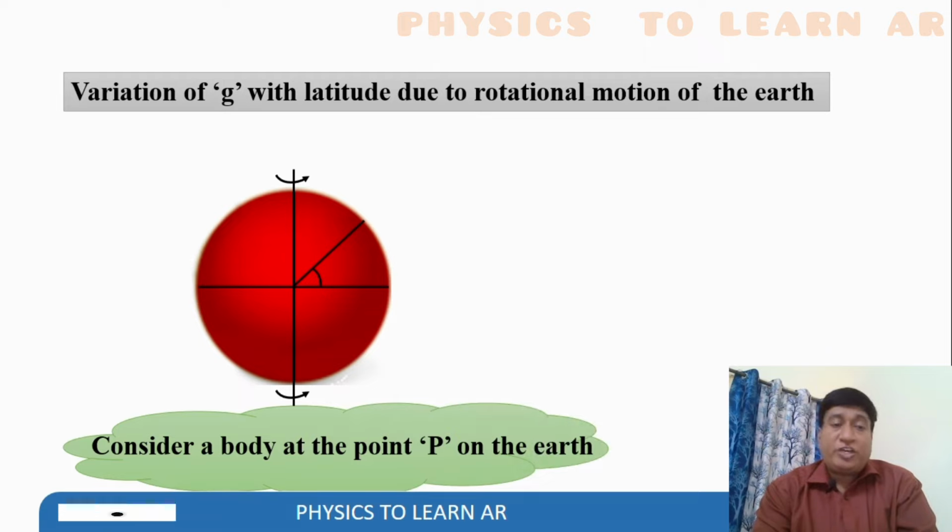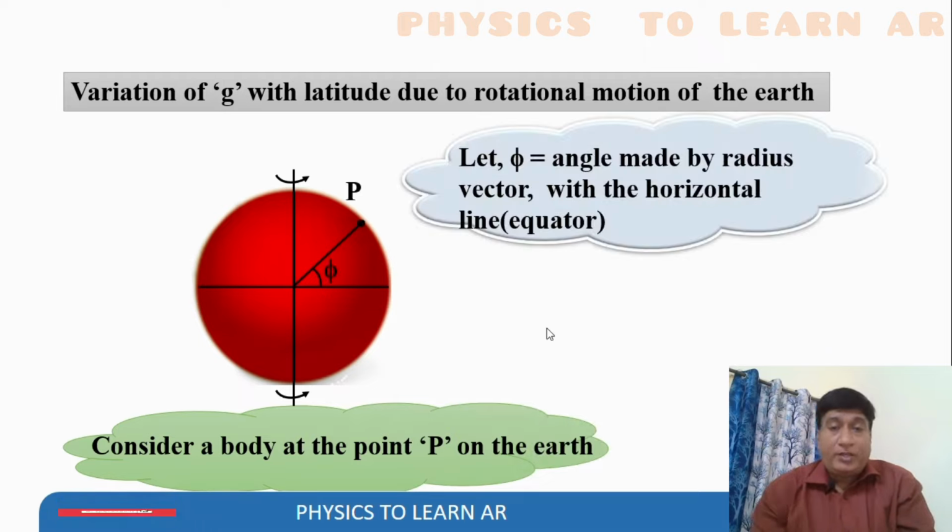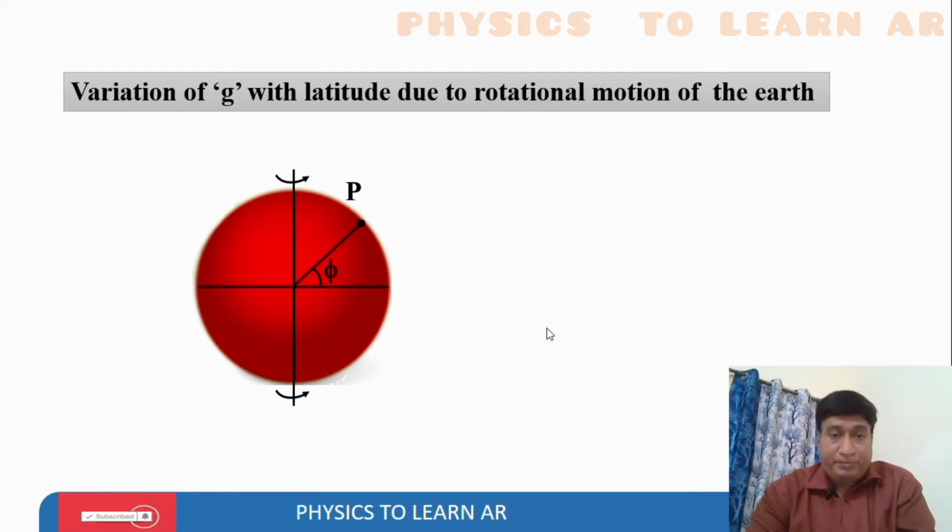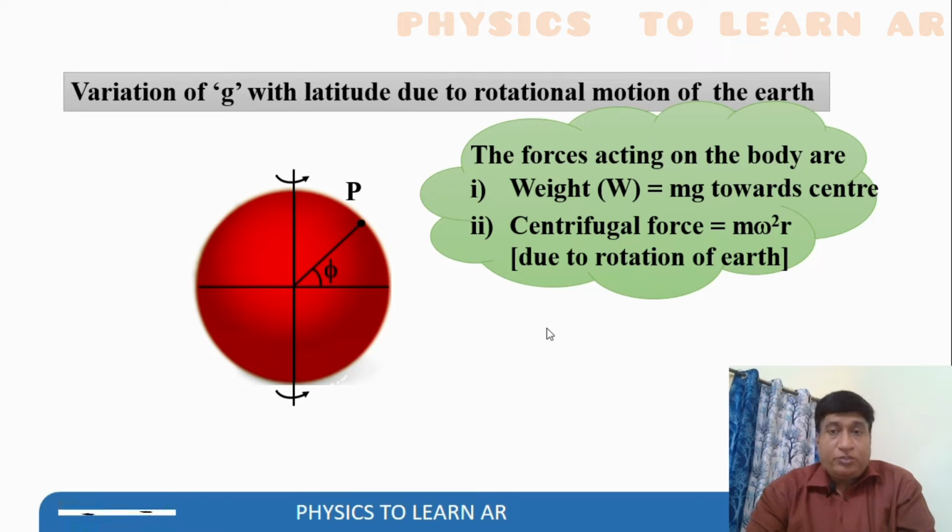For this, I have considered a point P on the Earth. Let phi equal the angle made by the radius vector with the horizontal line at the equator. The forces acting on the body are two: one is the weight mg towards the center, and then the centrifugal force, which is m omega square r.